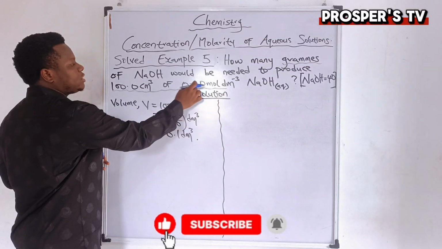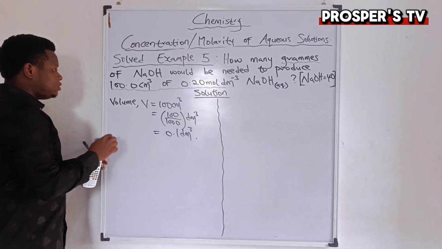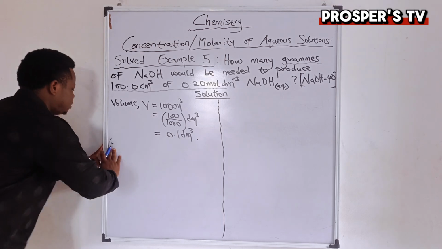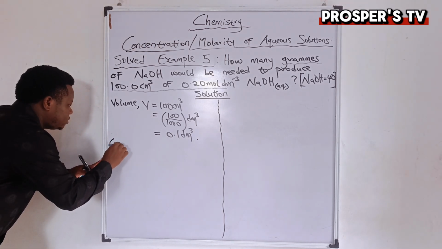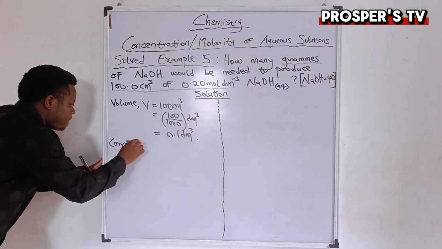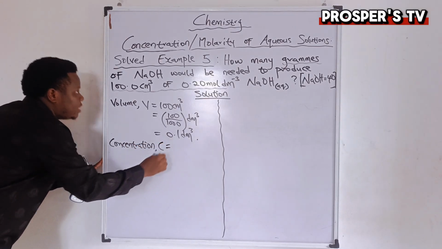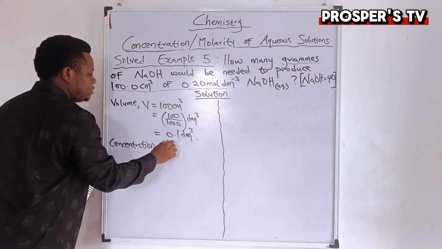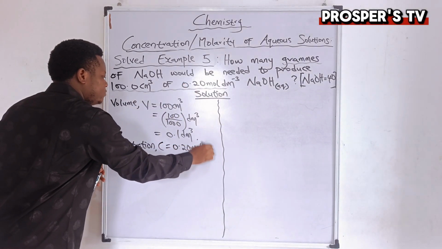We are given the concentration. Whenever you see mole per dm cube, remember that is molar concentration. So we are given the concentration, which is C, to be 0.20 mole per dm cube.